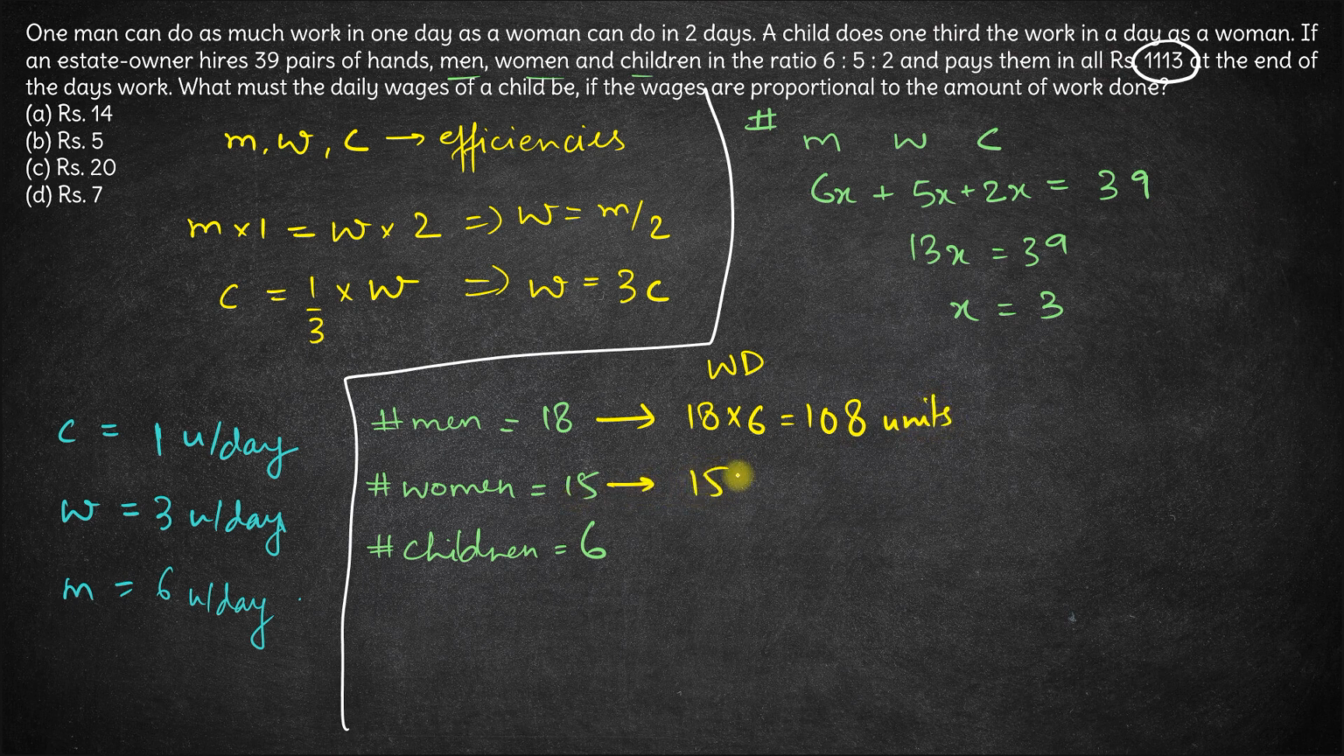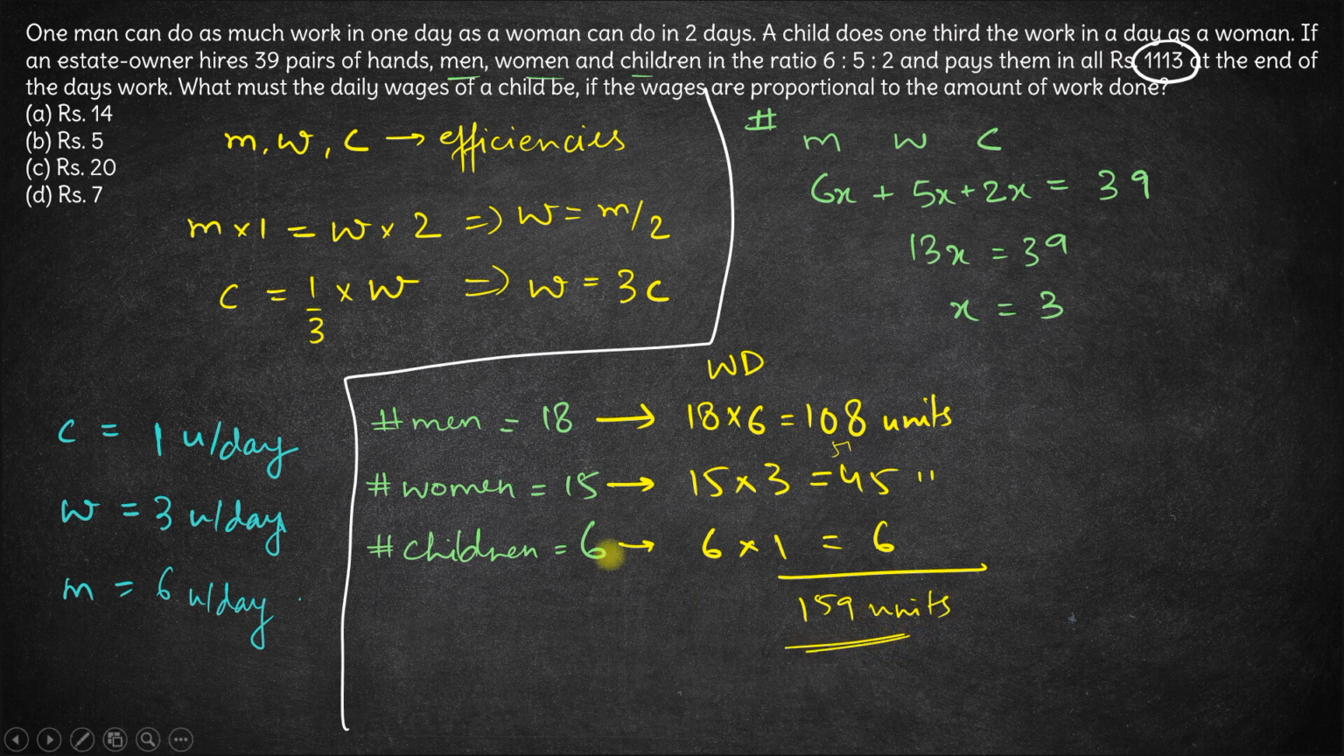Total work done by women will be 15 into 3. Each woman does 3 units per day. So 15 women will do 15 into 3, 45 units in 1 day. And the total work done by children will be 6 into 1, 6 units. So this is the work done by men, women and children. So the total work done by this whole group in 1 day will be 45 plus 6, 51. 51 plus 108 is 159 units. So 159 units of the work is done by the whole group.